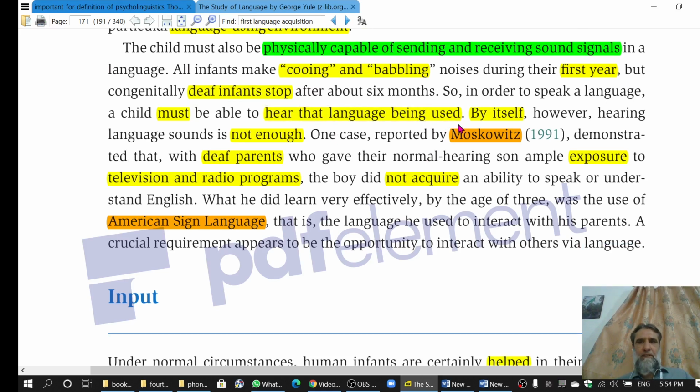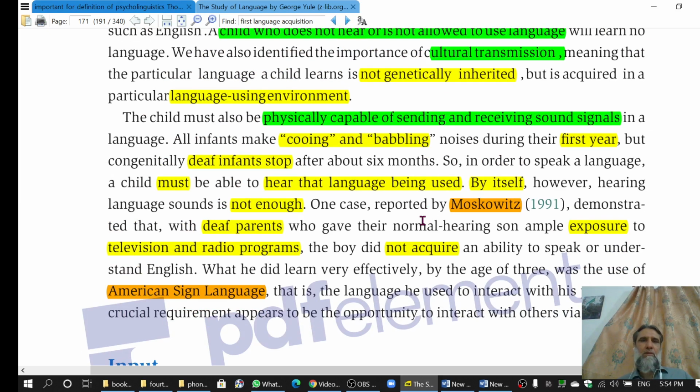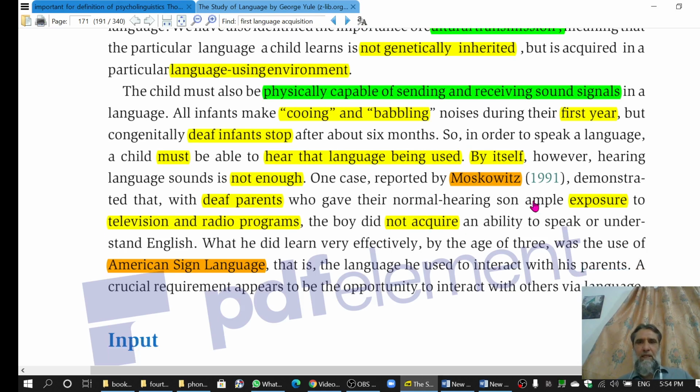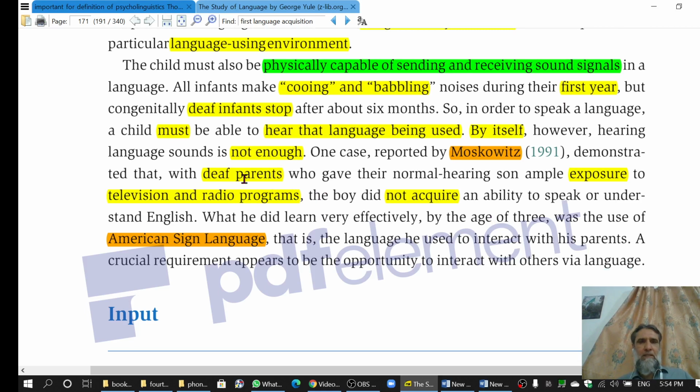Just listening to the language, there should be some conversation, as we have discussed here. There should be interaction. If there is no interaction, then again only hearing also will not do the job. An experiment was done by Moskowitz, a linguist, and he demonstrated. He had an experiment on the deaf parents. The parents were deaf, father and mother both, and they had a normal hearing son.